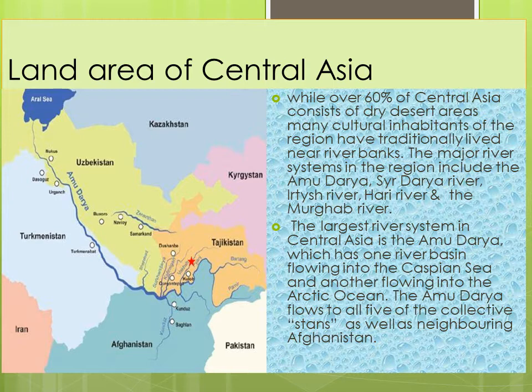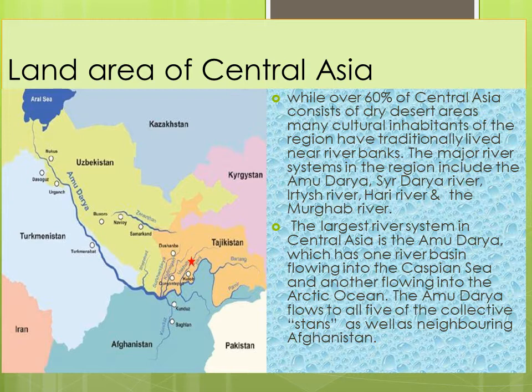The major river systems in the region include the Amu Darya, Syr Darya, Irtysh River, Hari River, and the Murghab River. So these are the different kinds of rivers which you will find over there. The major rivers. Besides that, you have many tributaries and distributaries of these major rivers.